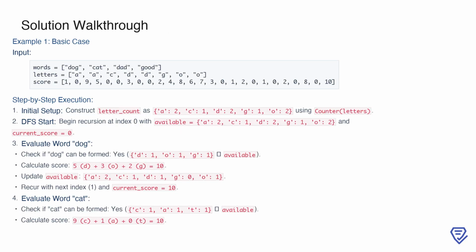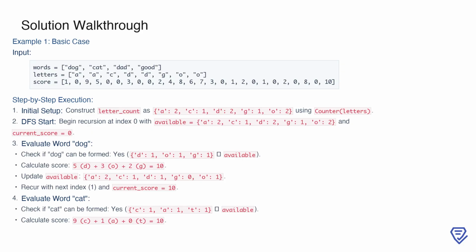Here, we start with a basic example to understand the solution. The input includes the words dog, cat, dad, and good, along with the available letters and their scores. First, we construct a letter_count dictionary, which tells us how many of each letter we have available. For this input, it results in A2, C1, D2, G1, O2. Using this, we begin our depth-first search, DFS, process from the first word, with all letters available and an initial score of 0. The first word, dog, can be formed because all the required letters are present.